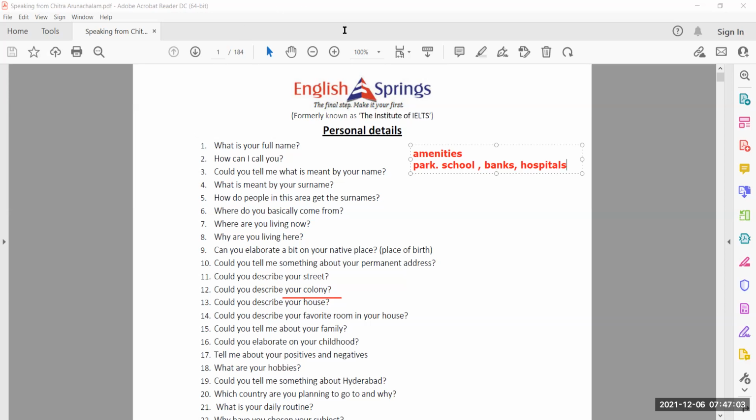And the next question is all about your house. Describe your house. First of all, please say whether you come from an apartment, an independent house or a gated community. First mention that. Then you can talk about the facilities, the amenities that you enjoy. And about your house, how many rooms are there? You can describe the color and size of your rooms, and whether they are spacious or not. You can also talk about the front yard and backyard. Do you have a lawn?